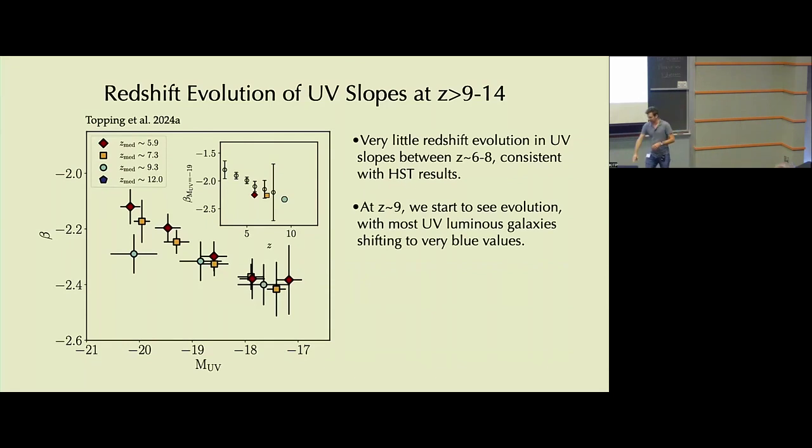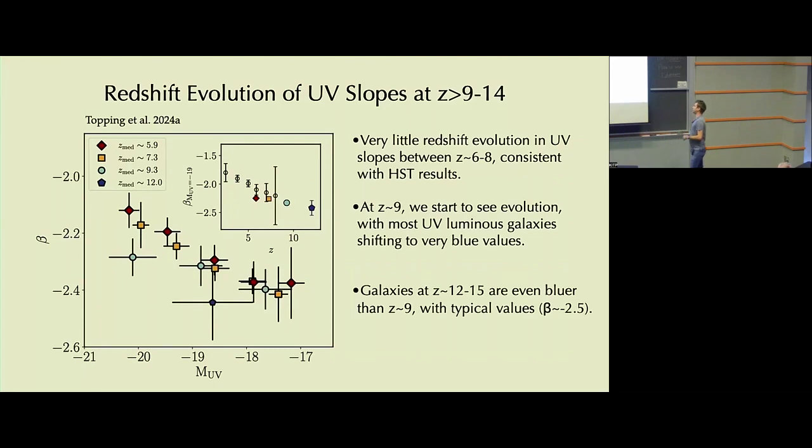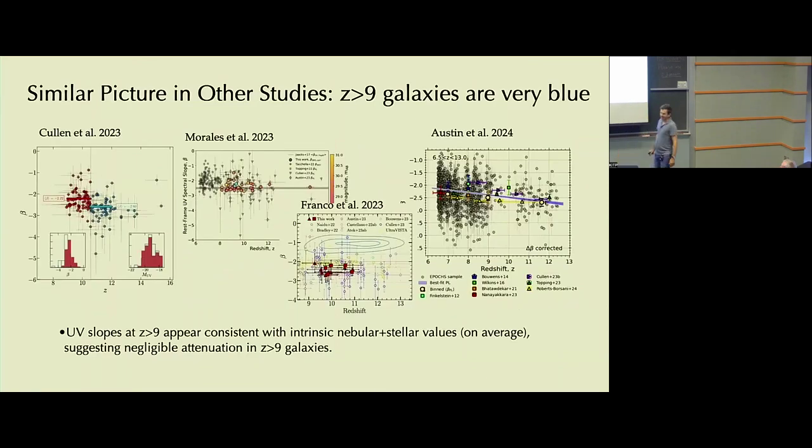Okay, and as we step out yet further to redshift 12 to 15, we see even bluer values. Okay, so the galaxies, these 20 or so objects that we're seeing photometrically at redshift 12 to 15, have typical UV slopes of about minus 2.5. Okay, and we see a similar picture in other studies. There have been a variety of different groups putting out measurements in different surveys and combinations of different surveys, and the picture appears broadly consistent, right? The typical values at redshifts above 9, above 10, UV slopes are minus 2.5.